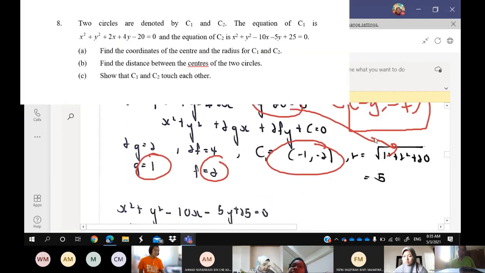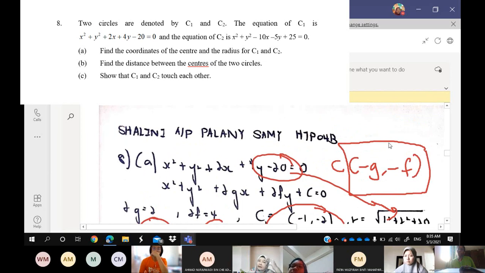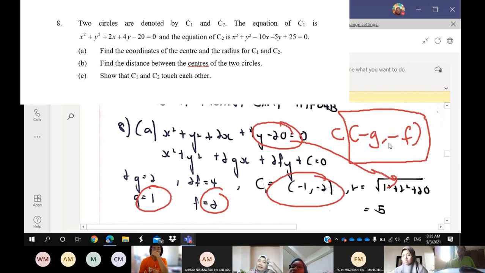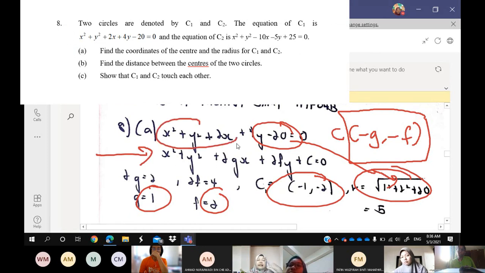One more thing is all the questions are given in general form. I think general form is more popular than standard form. But it's okay, if you remember that the center is negative g, negative f, and remember the formula to get r, it's okay to use the general form. If you have time, you can change general form to standard form.